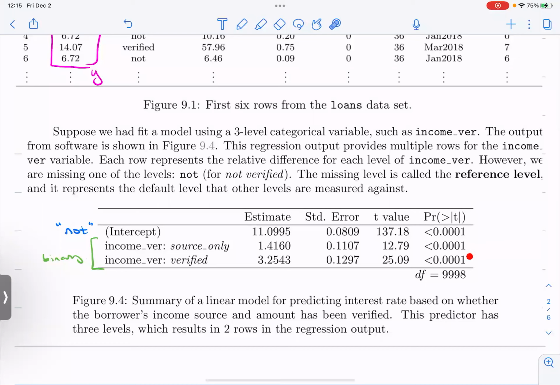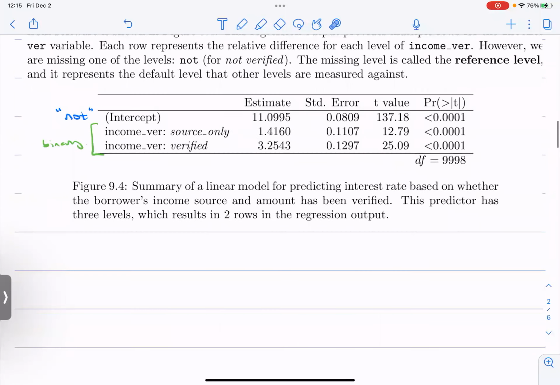We have p-values for all of these, and all of these are significant. So they're all significant predictors for the interest rate. So what can we do here?